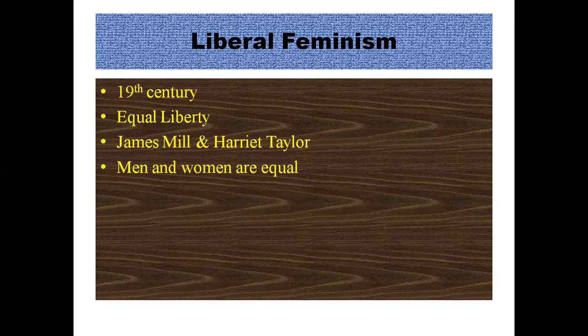In the 19th century, feminist thought believes in equal liberty with equal education. In the 18th century, it is only for equal education, but in the 19th century, it is equal liberty with equal education. Approximately 100 years later, James Mill and Harriet Taylor joined Mary Wollstonecraft.